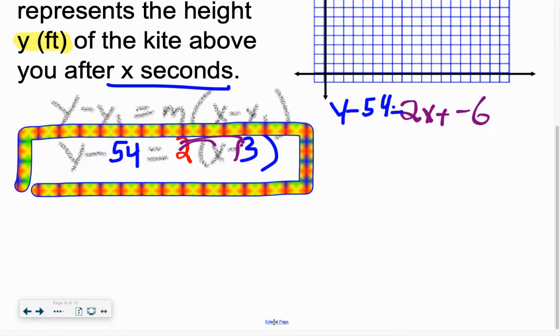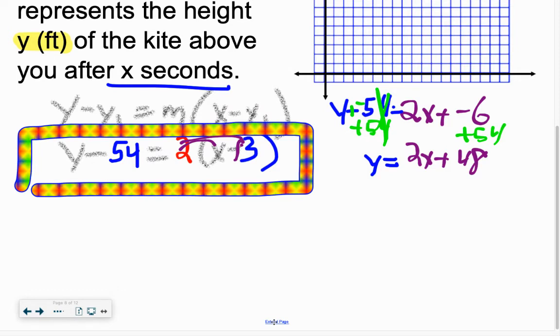So then quickly, just to get rid of that, I'm going to add 54 to both sides, because if you switched it to adding the opposite, since that's a negative 54, I'm going to add a positive 54 to both sides. Cross those out. Then you're left with y equals 2x plus 48. However, I have just found out I made a mistake.